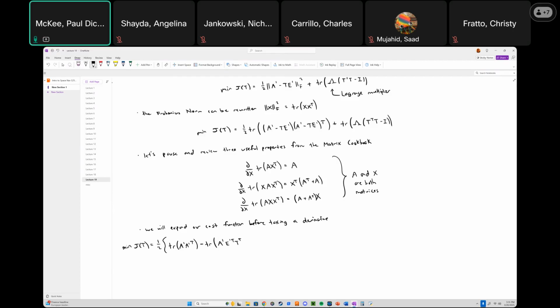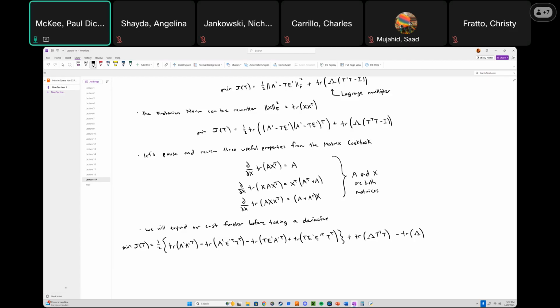So that's this term. And then we've got minus the trace of T E' A' transpose. So these are kind of our outer and inner terms. And then we've got our last term, plus the trace of T E' E' transpose T transpose. And that ends our curly bracket. But then there's also plus the trace of lambda T transpose T, minus the trace of lambda. Okay, that is our cost function.